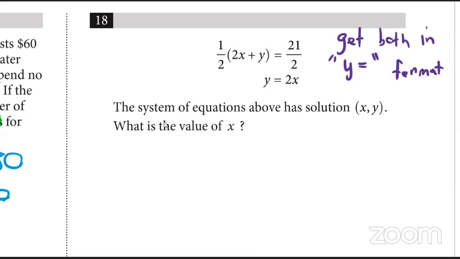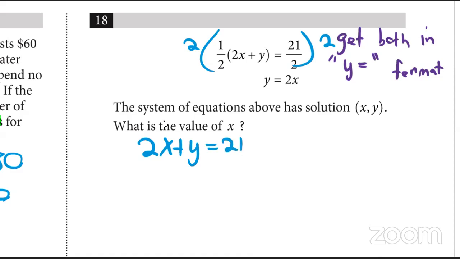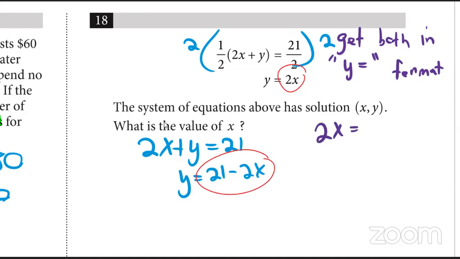So let's go ahead and take this equation and multiply both sides by 2. That's going to undo the left-hand side, leaving you with 2x plus y equals 21. Take away 2x from both sides, y equals 21 minus 2x. So right now we have y equals this given, and y equals this. We just figured it out. So 2x equals 21 minus 2x.